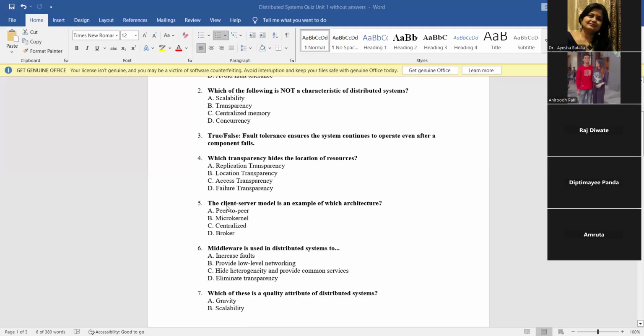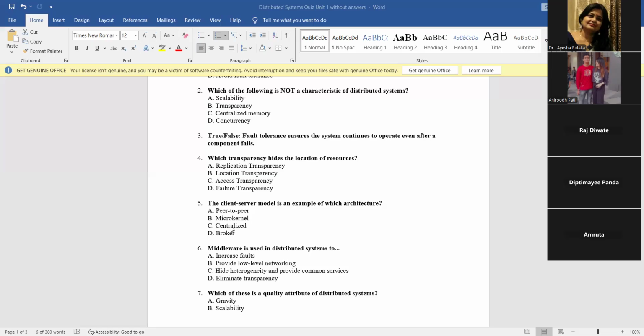The client server model is an example of which architecture? So we have studied three types of architecture. Distributed, parallel, and centralized. So in centralized, you have every server on one machine, and then you have a star topology to connect to the other machines, right? So this is centralized. So the answer is correct on the chat box. The answer is C. Because peer-to-peer is like a mesh network, right? And the broker is like an agent between two machines.